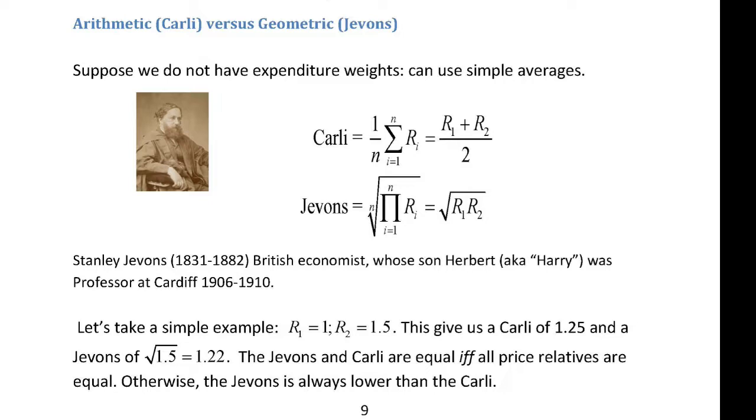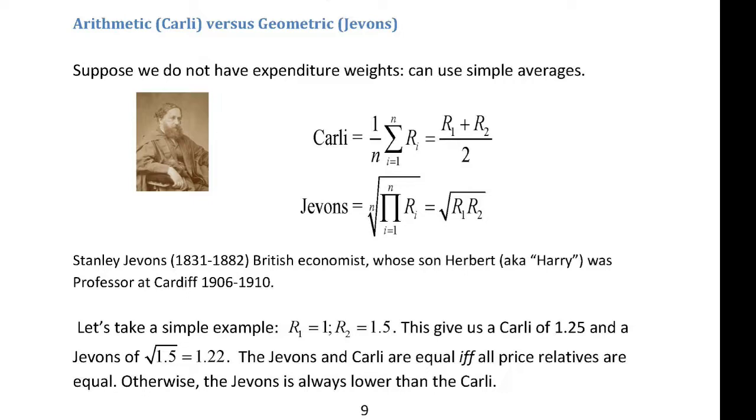So Stanley Jevons was a British economist based at Manchester mainly, and his son Herbert, also known as Harry, was a professor at Cardiff here from 1906 to 1910. The economics department in Cardiff is very old, and certainly much older than the business school. The business school was built up in the late 1980s. Anyway, let's move on. Let's take a simple example.